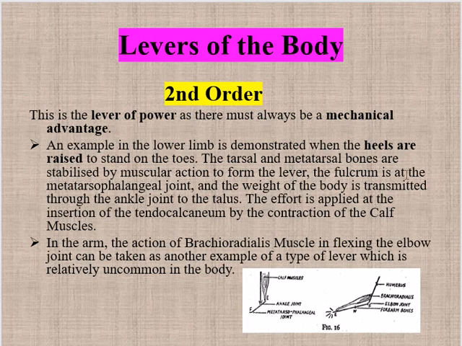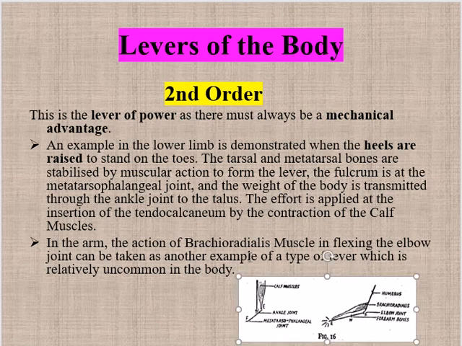The fulcrum is at the metatarsophalangeal joint, and the weight of the body is transmitted through the ankle joint to the talus. Here the weight is located, and effort is applied at the insertion of the tendocalcaneus by the contraction of the calf muscles. So this is a very good example of second order lever.